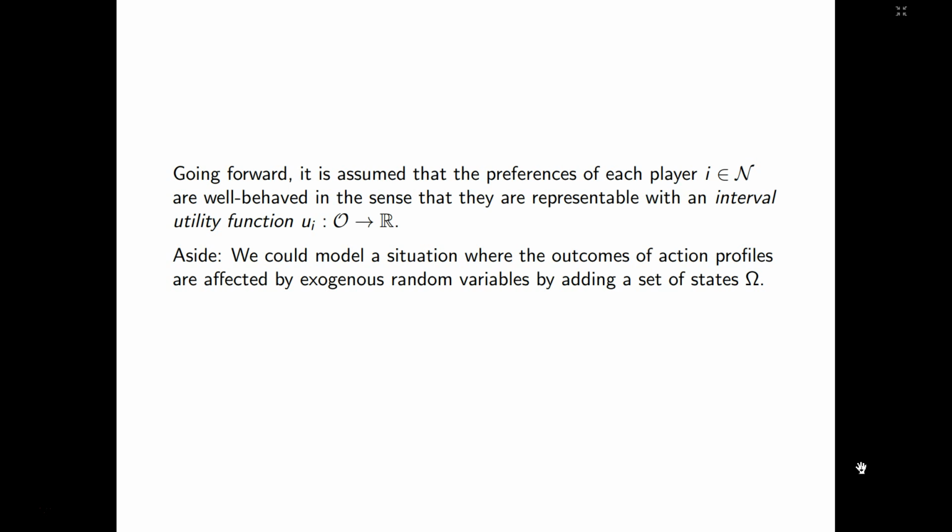We could model a situation where the outcomes of action profiles are affected by exogenous random variables as well, that is, by the way that the world turns out to be, by the way that the world behaves, by adding a set of states, omega. So we can integrate decision theory and game theory in that way. We can treat the world as itself a player in the game. The world itself, quote unquote, makes decisions.